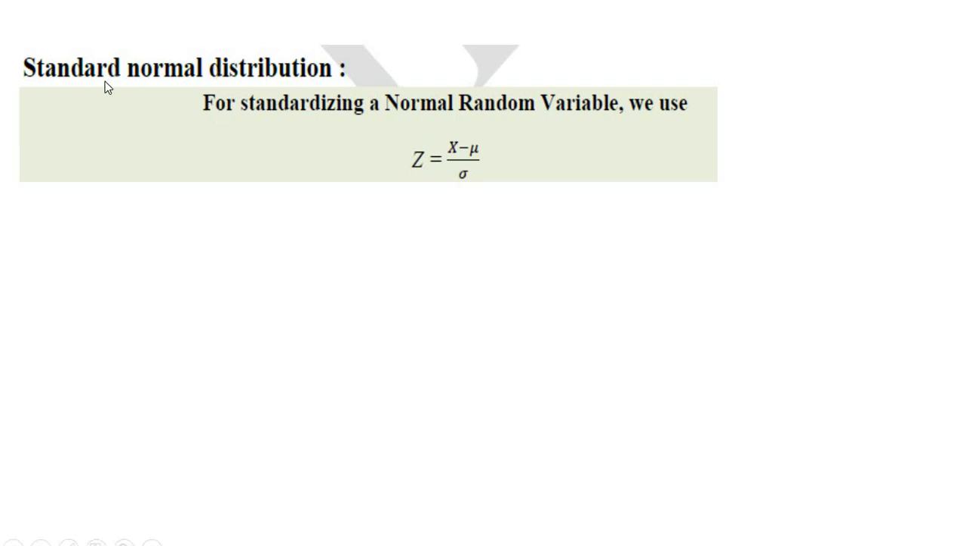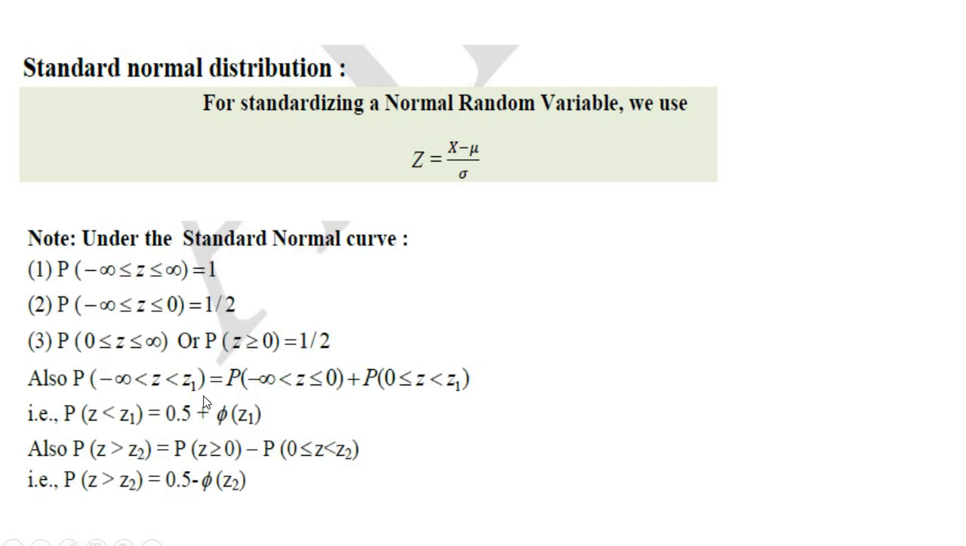First of all, I told you in the previous video that the standard normal distribution formula is extremely important. You have to remember that to solve the problems. For standardizing a normal random variable, we use z is equal to x minus mu by sigma, where mu is the mean and sigma is the standard deviation.